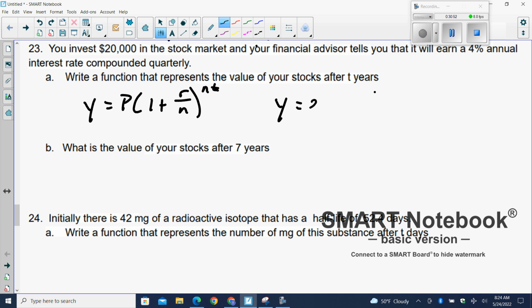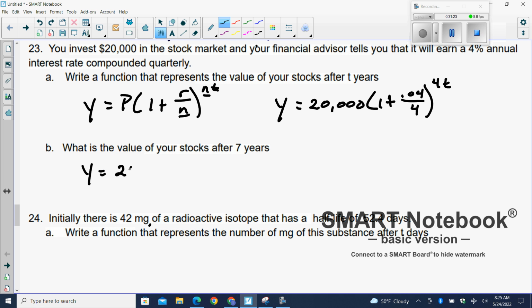P, my principal, my initial amount, 20,000. 1 plus R. R is 4%, 0.04. But we are earning interest compounded quarterly. Quarterly means 4 times a year. So both this N and this N are 4. 20,000 for the initial value. N is 4. 0.04 is R. And remember, T stays as T.